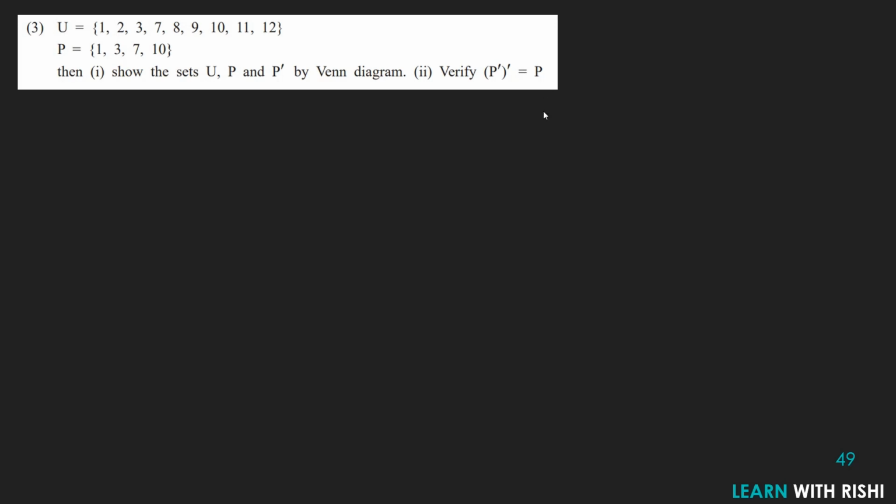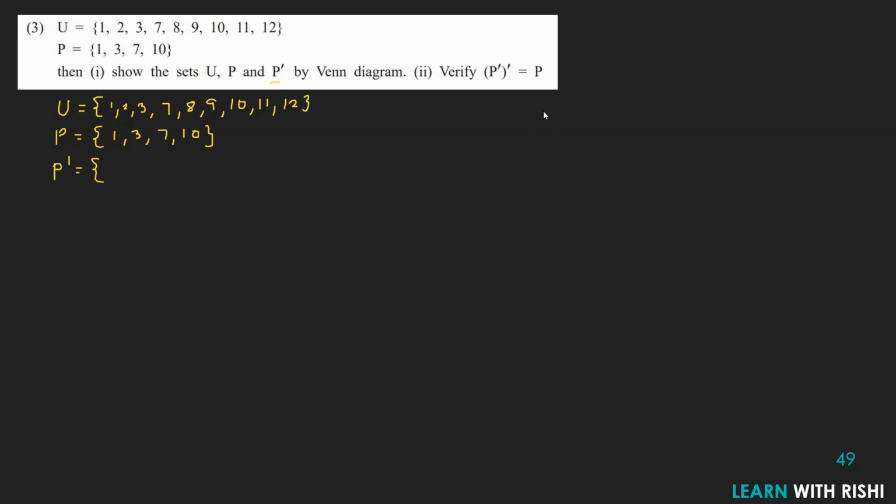So let us draw the Venn diagram. Before that, we need to write the question sets again. Here the universal set is 1, 2, 3, 7, 8, 9, 10, 11, 12, and set P is 1, 3, 7, 10. Now we have to mention P complement also. What is the complement of a set? Elements which are not there in set P, that we have to write.